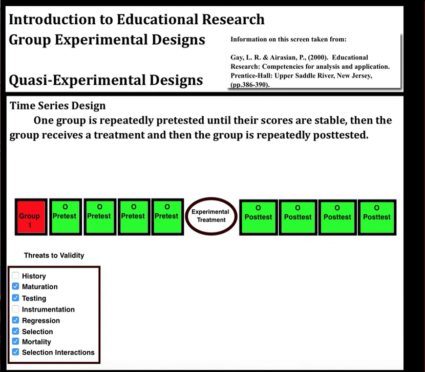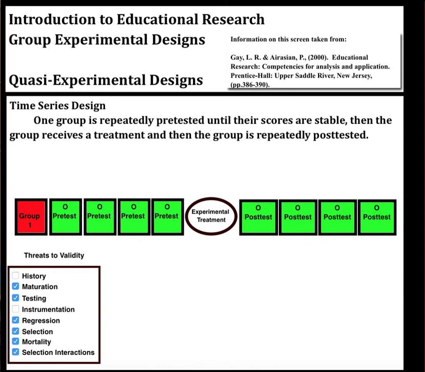This is the time series design, and it's actually an extension of the one group post-test design. In this design, one group is repeatedly pre-tested until their scores have stabilized, until they are continually getting about the same score. Then the group receives a treatment, and then the group is repeatedly post-tested. If the group scores the same on the number of pre-tests and then significantly improves following the treatment, we can be fairly confident in the effects of the treatment.